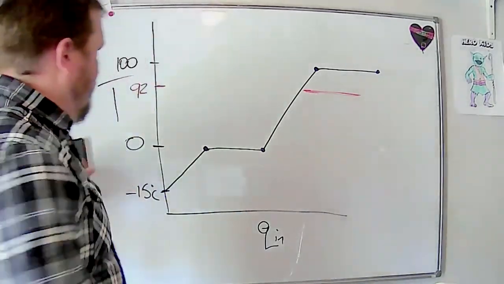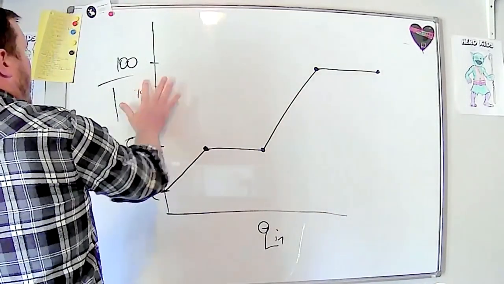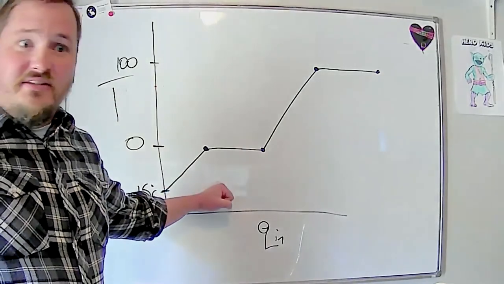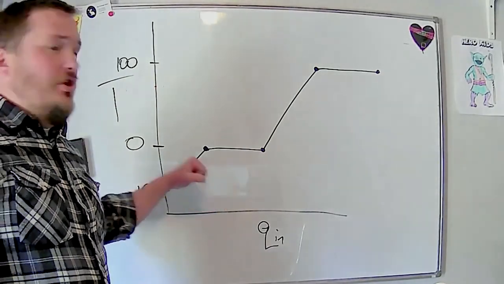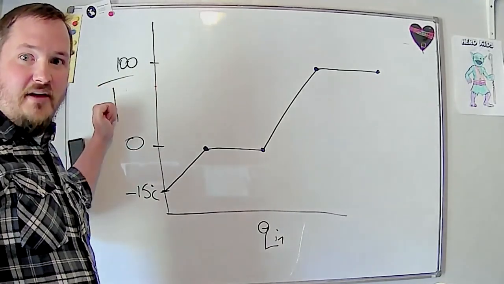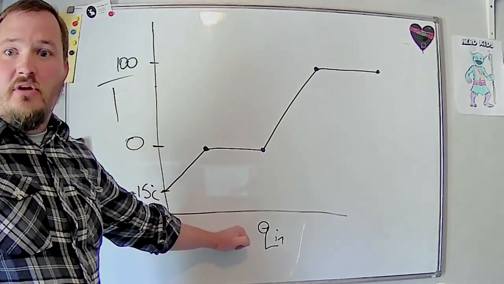All right, so this graph, this is called a heating curve, which is a little bit misleading considering it's all straight lines. But a heating curve is always just going to be the temperature of the system on the y-axis and the energy in or the energy out on the x-axis.